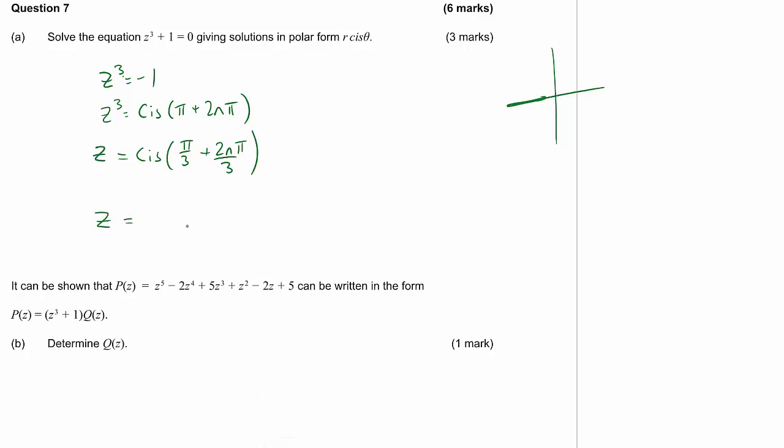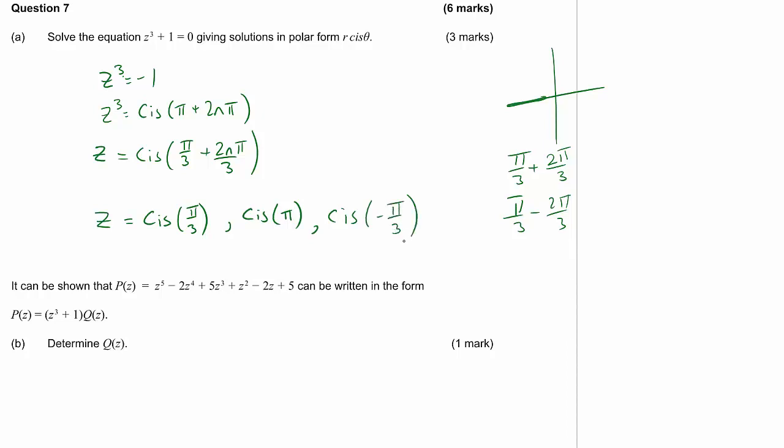So our z values are, if n is equal to 0, we get cis pi by 3. If n is equal to 1, we get pi by 3 plus 2 pi by 3, which is cis pi, the negative 1, where we know negative 1 cubed is negative 1. And if n is negative 1, then we get pi by 3 take away 2 pi by 3, which we know is negative pi by 3. So cis negative pi by 3 is the third solution.